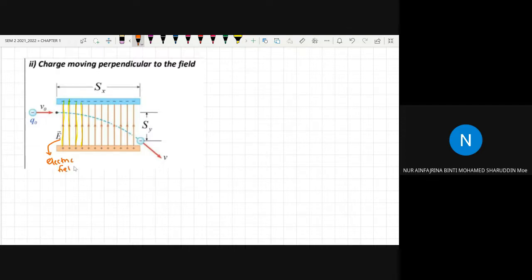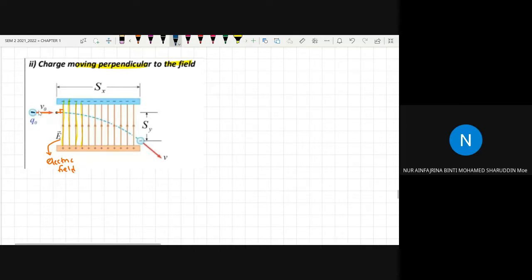Okay, electric field. Now, charge itu akan masuk secara perpendicular. So, masuk perpendicular maksudnya dia akan masuk macam ni lah. Bila dia masuk kat sini 90 degree. Nampak tak? Dia masuk secara 90 degree. Charge masuk secara perpendicular to the electric field. Okay, now sekarang charge yang masuk sekarang, cuba tengok dia adalah charge negatif.